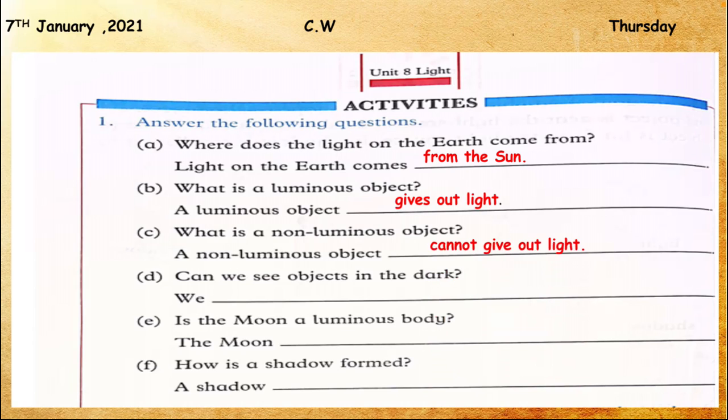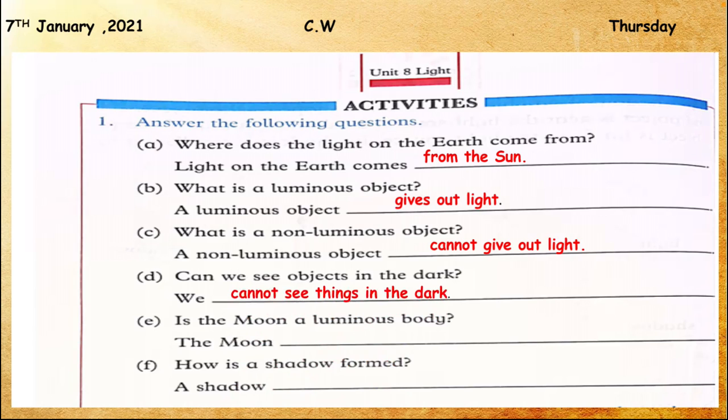Question C. What is a non-luminous object? A non-luminous object cannot give out light, because a luminous object gives light. For example, moon, boat, cardboard, they do not give us light. So they are all non-luminous objects.